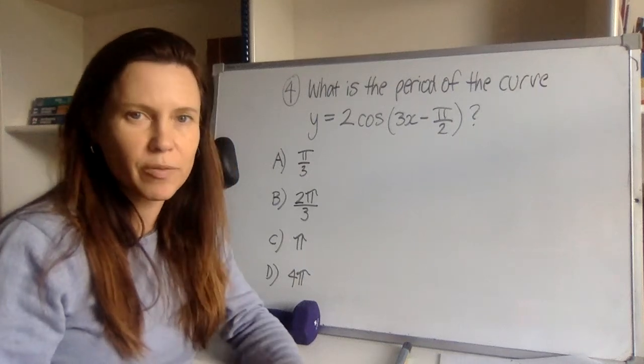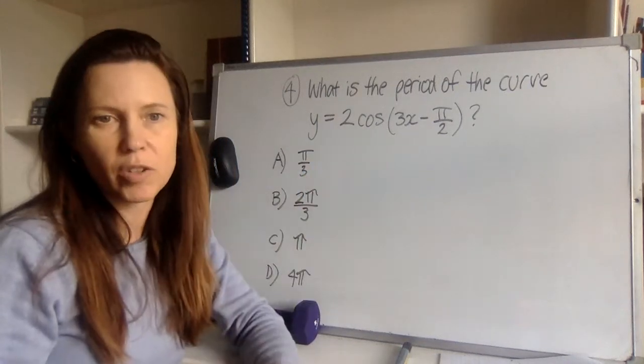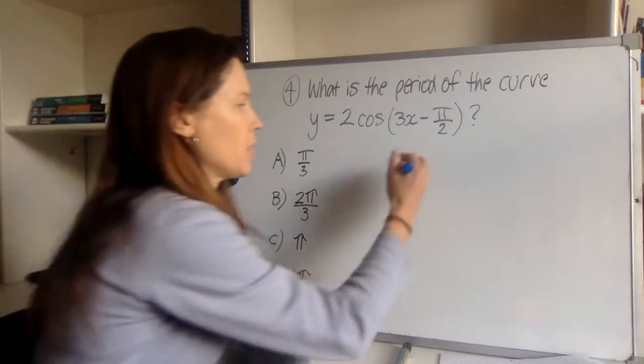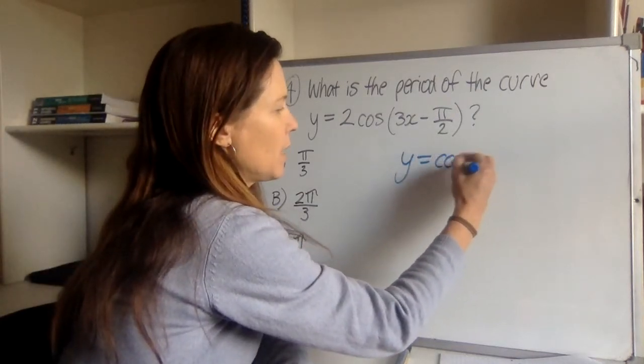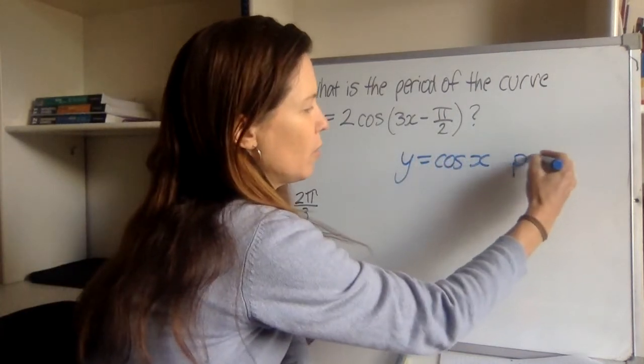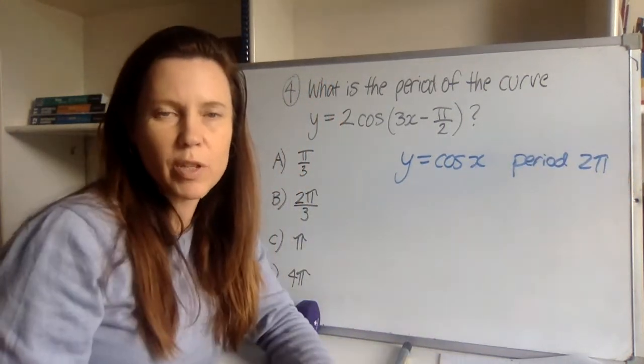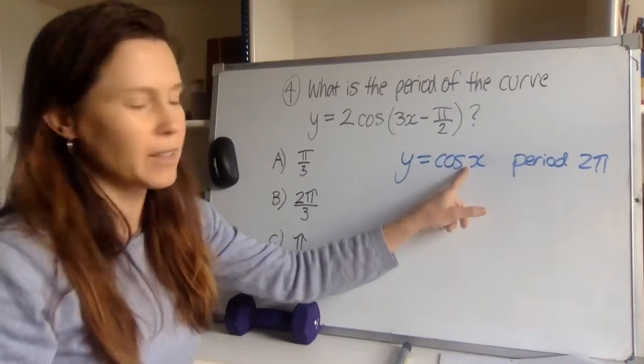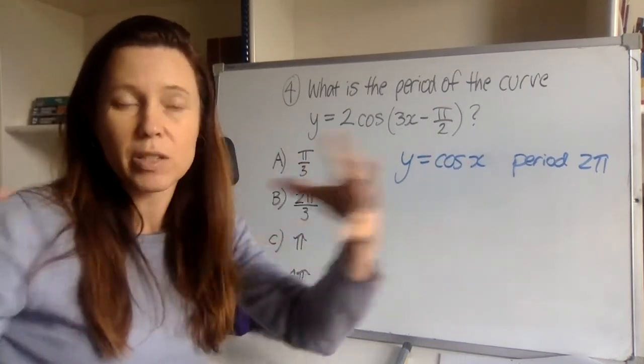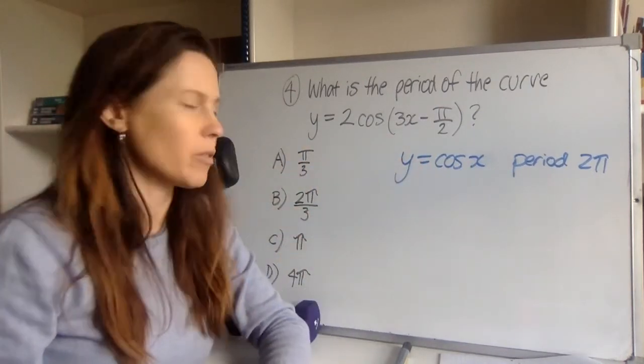For question 4, we need to find the period of this cosine curve. Now, the basic cosine curve, y equals cos x, has got a period of 2 pi, or 360 degrees. But we also find that the coefficient of x changes the period because it stretches it or dilates it horizontally.